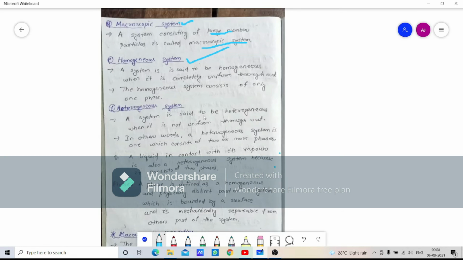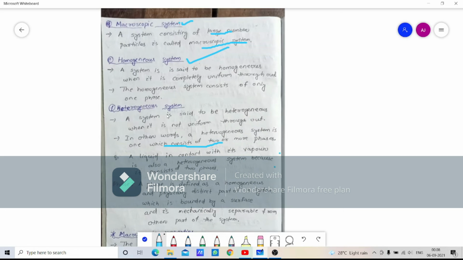A system is said to be heterogeneous when it is not uniform throughout. In other words, a heterogeneous system consists of two or more phases. That means the system which consists of only one phase is a homogeneous system, and the system which contains more than one, that means two or more phases, is known as a heterogeneous system.